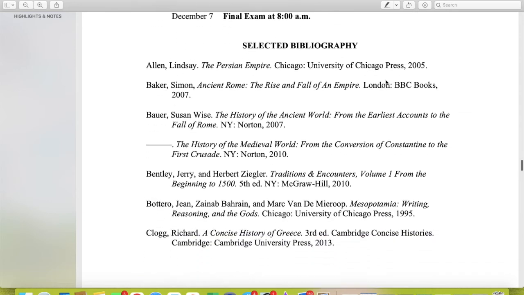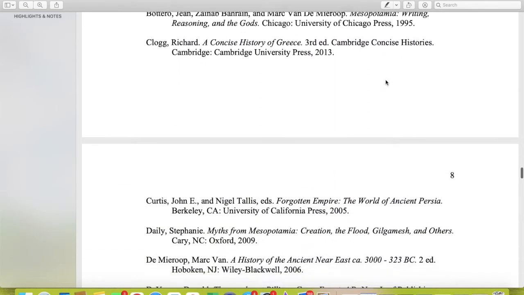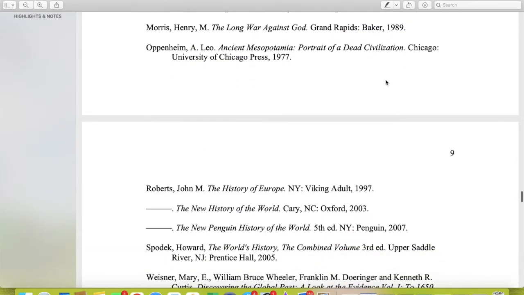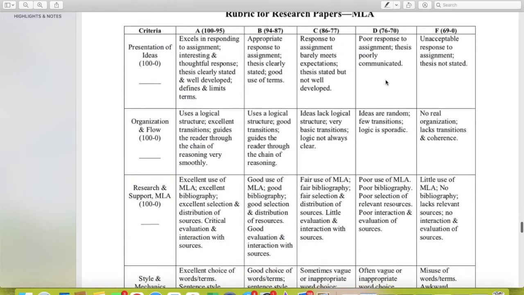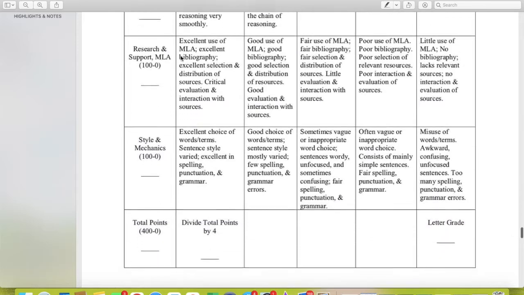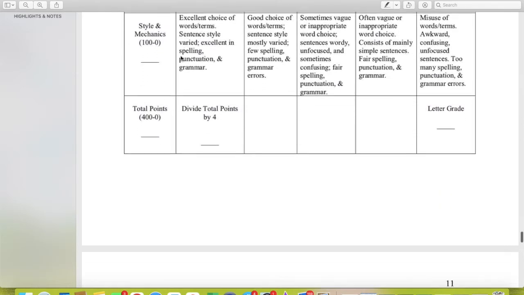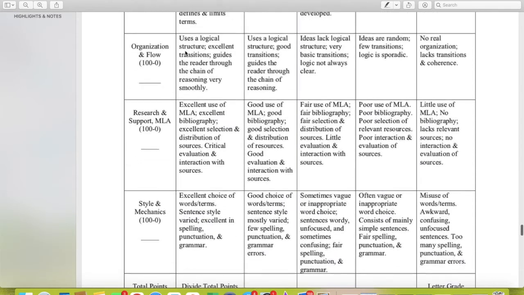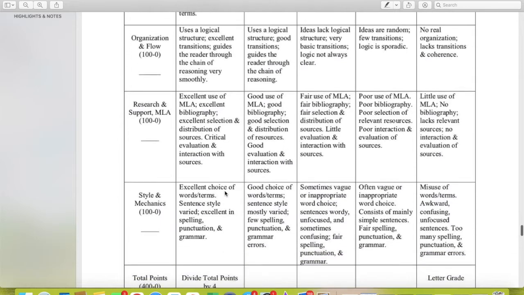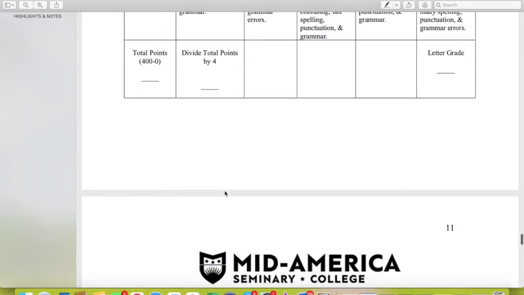Here's a selected bibliography in case you want to use any of this for your paper topics or sources for your paper, but we just go through that real quick. And then here's the rubric for your research paper: presentation of ideas, organization of flow, research support, MLA, style mechanics. We use this rubric to get your grade for your paper. You can look at that on your own.